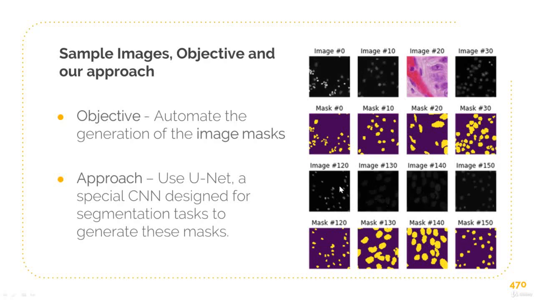So we're going to train a classifier to take this image input, any image here, and produce a mask that looks like this. Our approach is basically to use UNet. It is a special CNN designed exactly for image segmentation tasks like this. So let's get started.